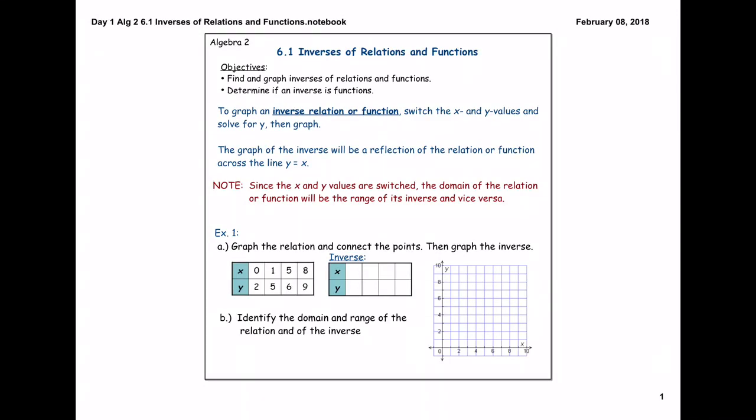6.1 Inverse and Relations of Functions. Today you will find and graph inverses of relations and functions. You will also determine if an inverse is a function.